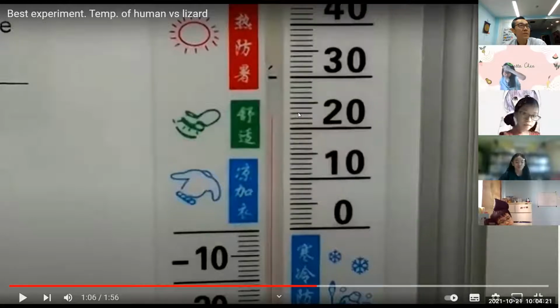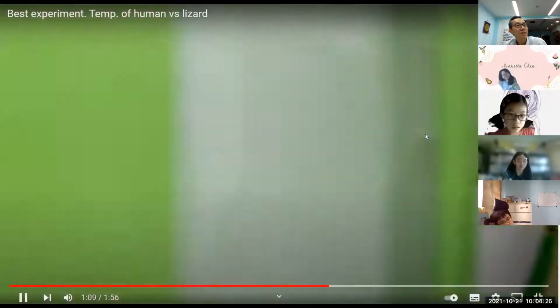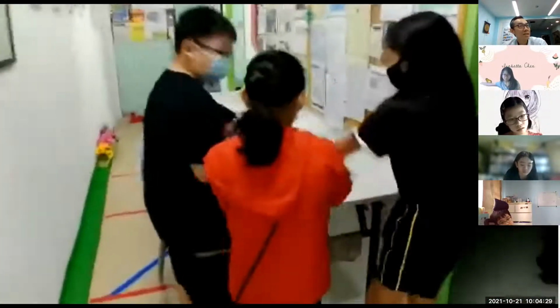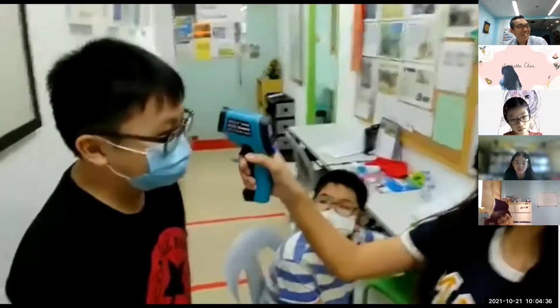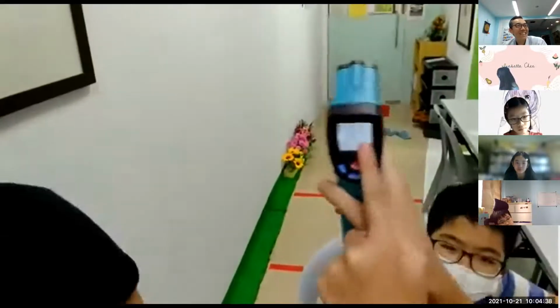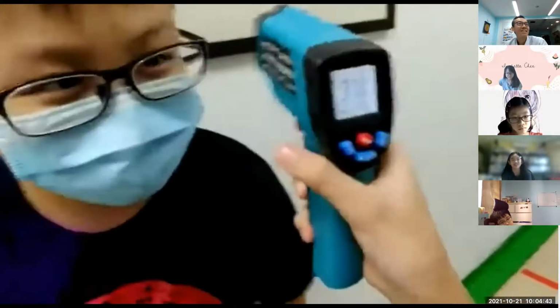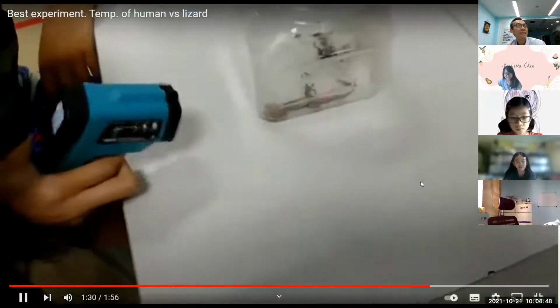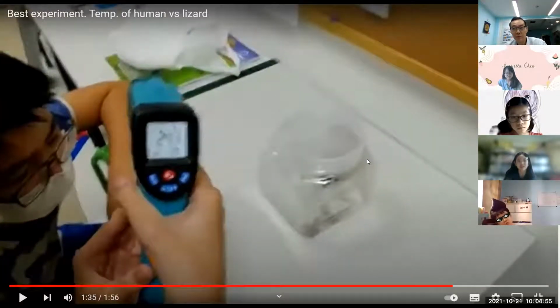So this is 24, 20, yeah, 23. And the lizard here and these children here are testing each other's body temperature. Okay. And what's the temperature? One more time. And check. 37. Okay, let's measure the last time for the lizard. Body temperature is 24.3. Yeah, so it's quite close to the environment.